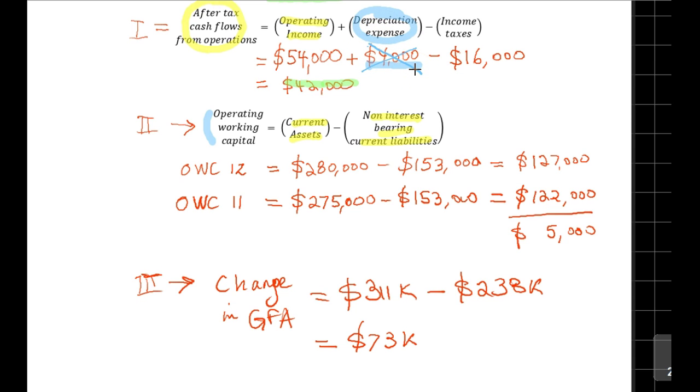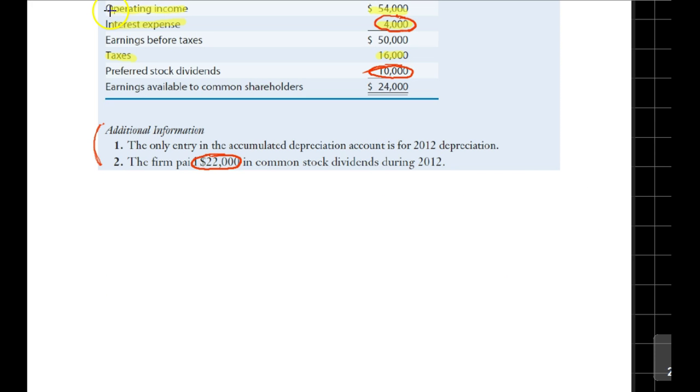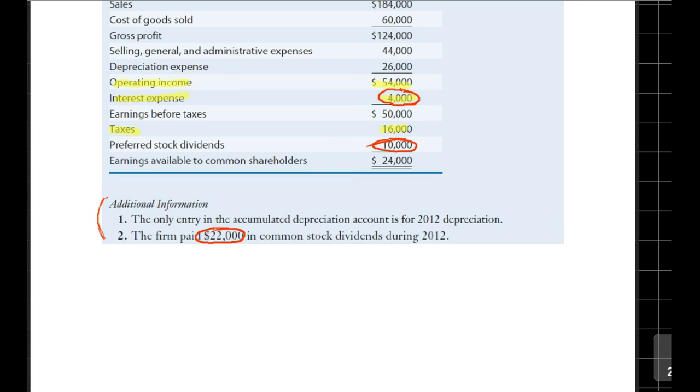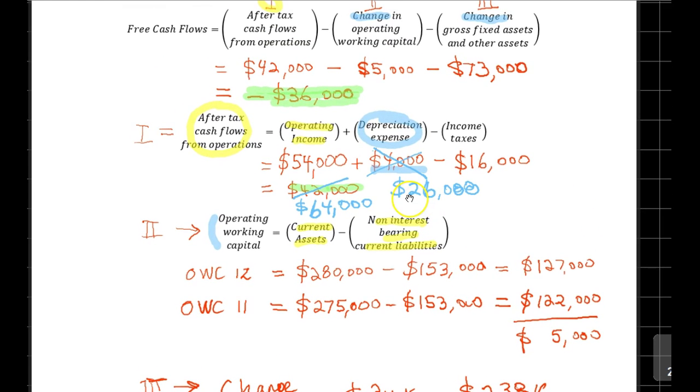So it's not 4,000. Rather, if you look at your income statement, let me quickly do that. Our income statement is actually showing us clearly that our depreciation expense was $26,000. So now it's time to make a correction on that. That figure should have been $26,000, and that would have increased our after-tax cash flows from operations by $22,000, all the way up to $64,000. Now when I redo my overall calculation, I need to make these corrections over here as well. So that number is changed by now.